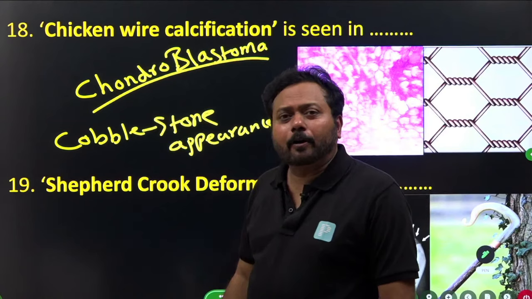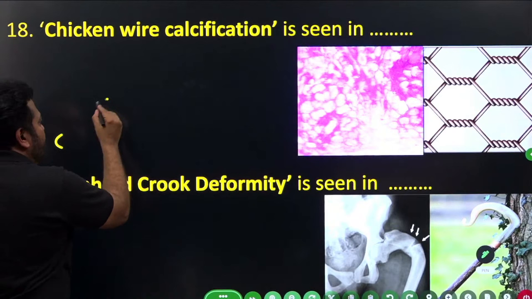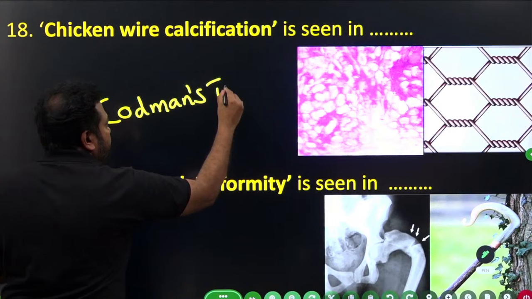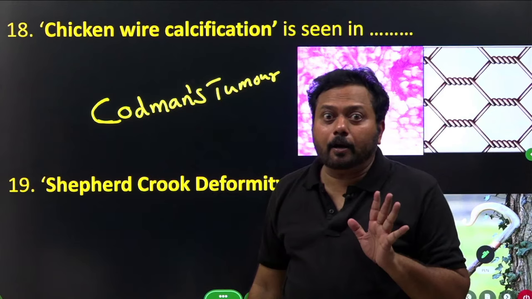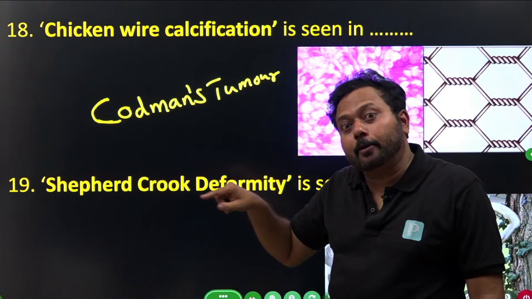The other name for chondroblastoma is very simple, Codman's tumor. Codman's triangle is different. Codman's triangle is a radiological feature that comes in osteogenic sarcoma. Chondroblastoma is otherwise called Codman's tumor. Okay, right.